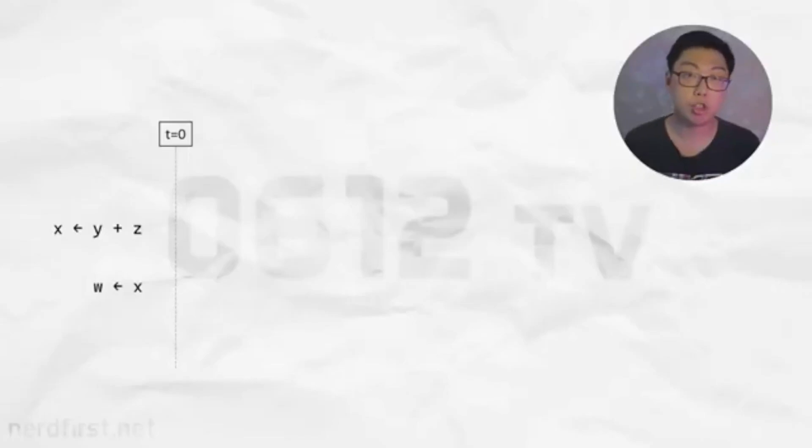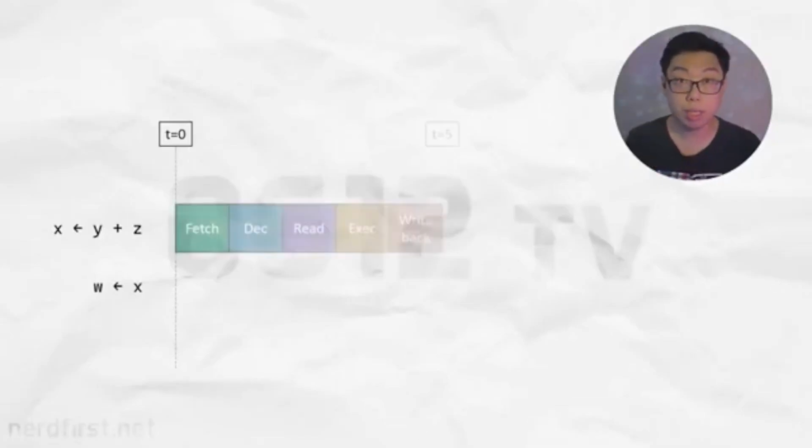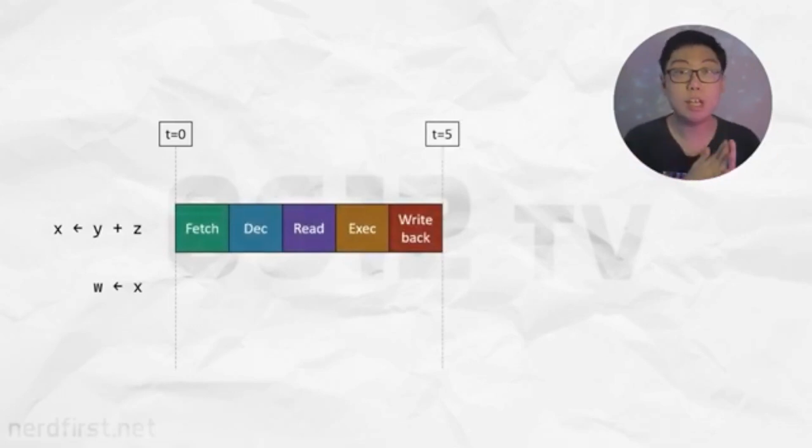Imagine W, X, Y, and Z to be some registers on the processor. Intuitively, what we'd expect to happen is Y and Z are added together and stored in X. Then, we make a copy of X into W. However, if these two statements were run one immediately after the other in a pipeline, what would happen? Let's find out. Assuming we're still sticking to the 5-stage pipeline described previously, here's what's going to happen. If the first instruction starts at t equals 0, it's going to do its magic and write the answer into register X by t equals 5.